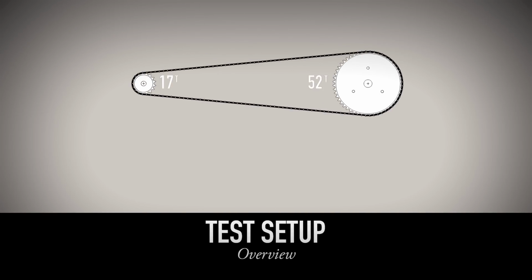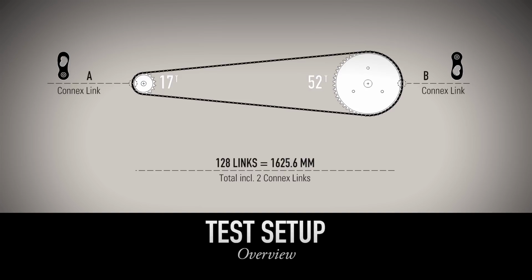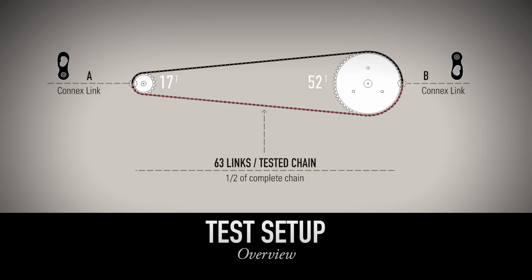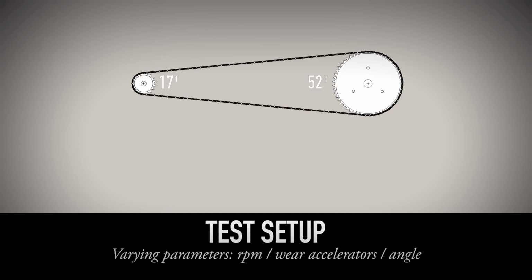For each chain wear test, Whipperman uses two Connex links to join two 63-link sections of chain. The assembled 128-link chain is then mounted on a test rig. One piece is always 63 links of Connex 11SX to ensure equal test conditions for all chains. The second 63-link piece is the chain being tested. Each test is conducted with a 600 Newton load.